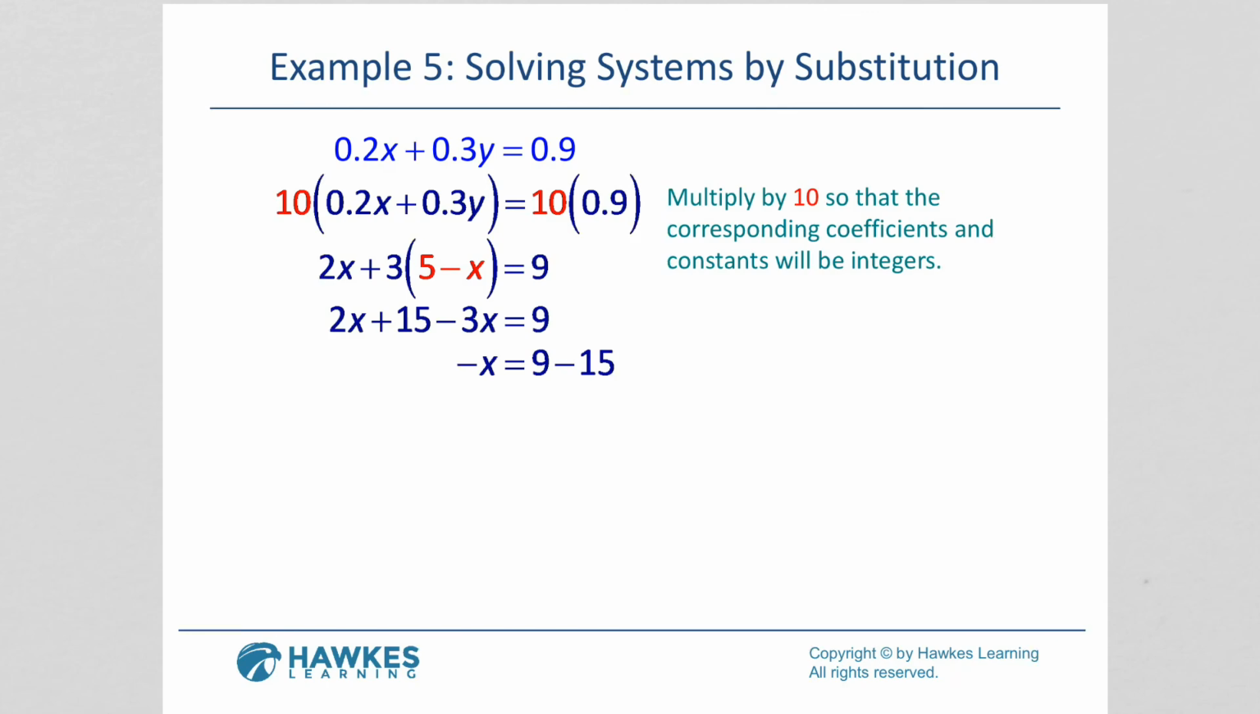And when I put like terms together on the left, the 2x minus 3x gives me negative x. Subtract the 15 from both sides, gives me 9 minus 15 on the right. So negative x equals negative 6. Divide both sides by negative 1. x equals 6.